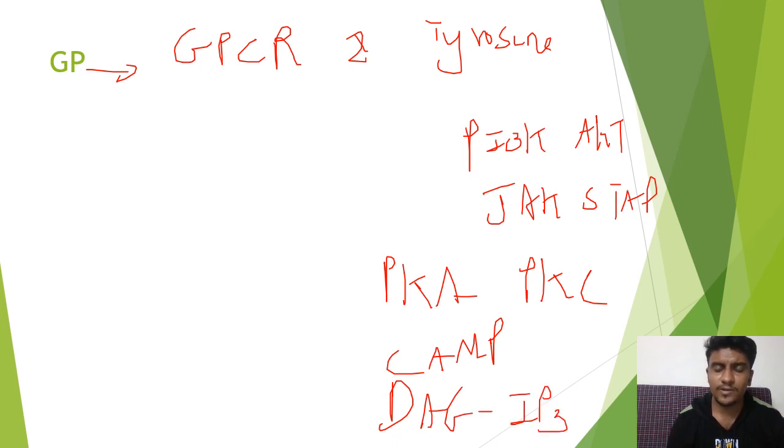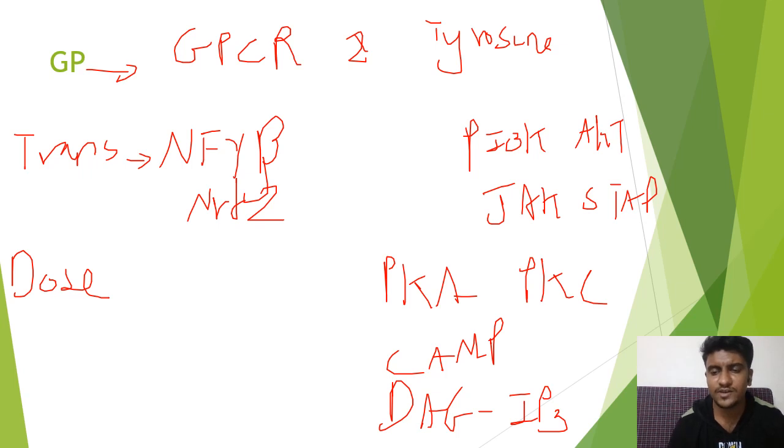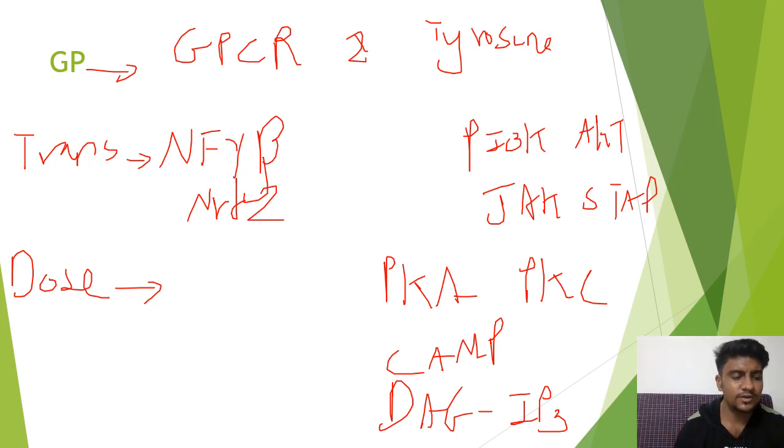So these are certain common pathways that are involved in many of the diseases. Then about transcription factors, we have NF-kappa B, nuclear factor, NRF, that are involved in various transcription processes. Then dose response relationship: what is NOEL, LOEL, no adverse effect level, lowest observed adverse effect level, what is that sigmoidal curve, and the significance of the sigmoidal curve and all.